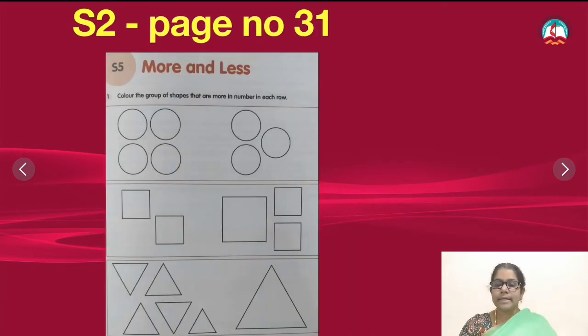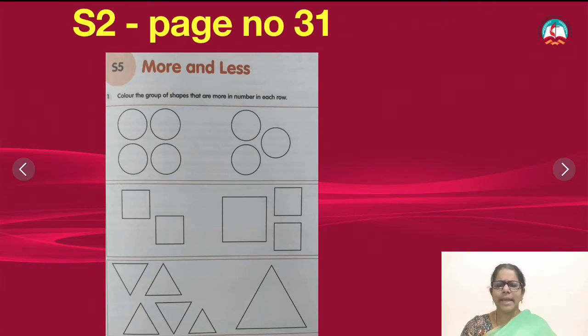Children, next turn to page number 31. And bring your crayons also, children. Page number 31. Now, can you see circles, squares and triangles? Now, we are going to color the shapes which are more in number. Okay?